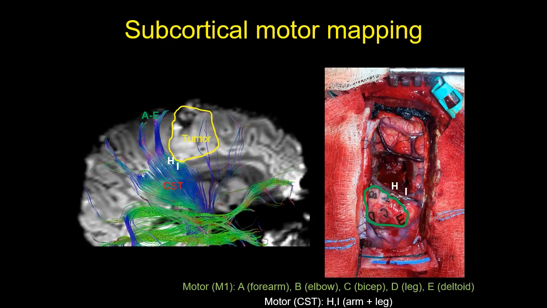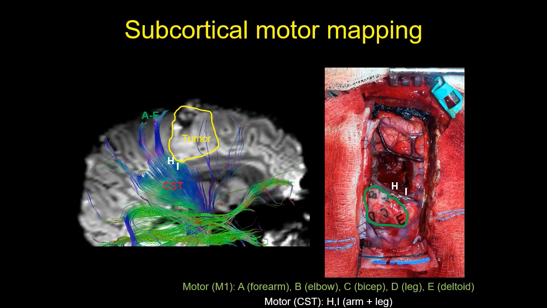In this example, there's a tumor within the posterior portion of the superior frontal gyrus, as shown in yellow here. Diffusion tensor imaging is overlaid. Most relevant, the corticospinal tract here, which is immediately adjacent to the posterior inferior aspect of the tumor.